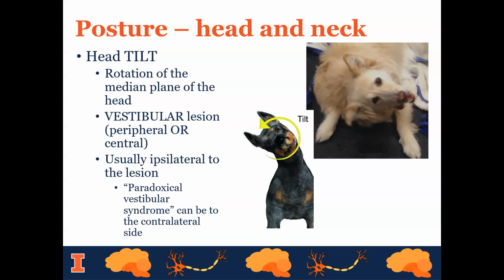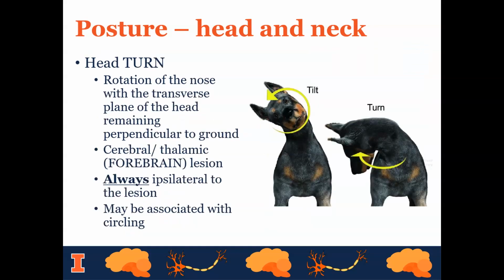So in most circumstances, we'll have a head tilt to the same side as the lesion or the problem inside the nervous system. But sometimes we might have something called paradoxical vestibular syndrome, where the head tilt might be to the opposite side. So at the very least, we know a head tilt tells us there's vestibular disease, and then we have to try and figure out what type of vestibular disease it is with some more information.